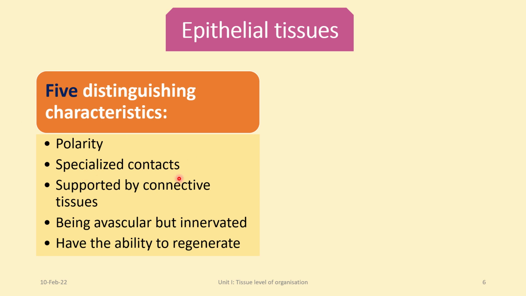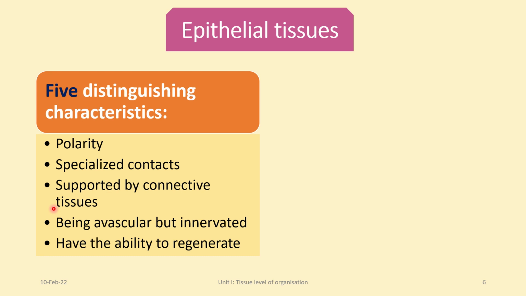The second thing that they have is specialized contacts. Like I spoke of earlier, this polarity is maintained because between adjacent cells there is very little space available, and that space is covered by tight junctions and desmosomes, which are types of cellular junctions that allow the cells to remain integrated with each other while at the same time maintaining polarity. Third, they are supported by connective tissues.